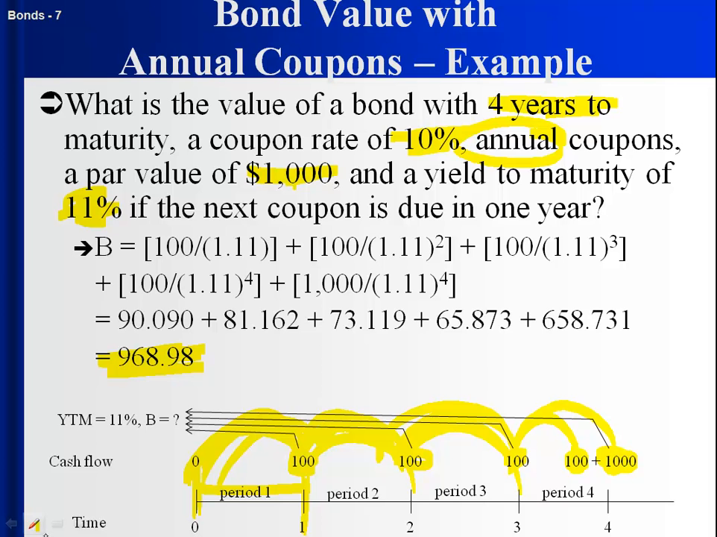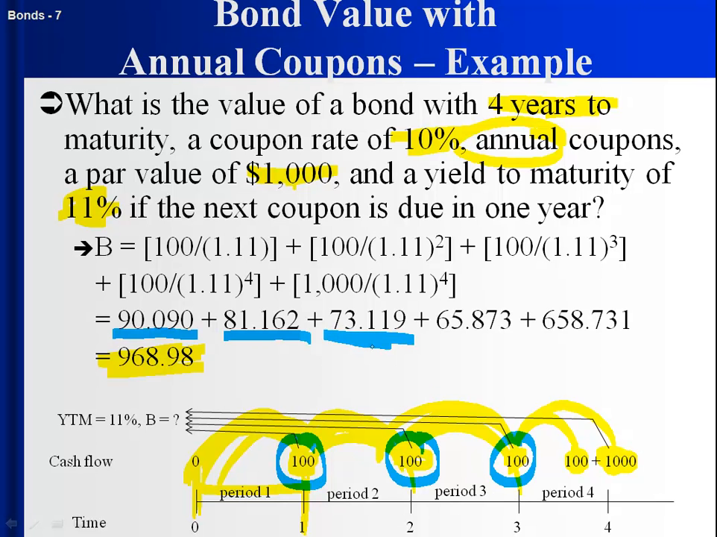And why is it 968.98? Because in this case, I'm going to get a different ink color so it stands out. You expect $100 in a year, discounted by 11%, that's worth $90.09. You expect $100 in 2 years, discounted by 11% for 2 years, that has a present value of $81.16. In 3 years, that coupon is worth $73.12. The $100 in 4 years is worth $65.87. And the $1,000, the par value in 4 years, is worth $658.73. Add them all up, and that's what the bond is worth.